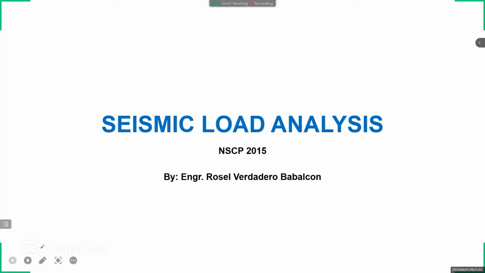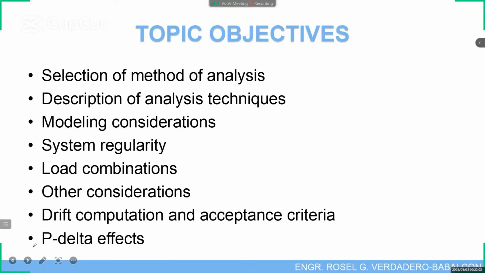Hey, good day everyone. This is Engineer Rosel Verdadero Babalcon and I will be discussing the seismic load analysis in accordance to NSCP 2015. So these are the topic objectives: selection of method of analysis, description of analysis techniques, modeling considerations, system regularity, load combinations, other considerations, drift computation and acceptance criteria, and P-delta effects.